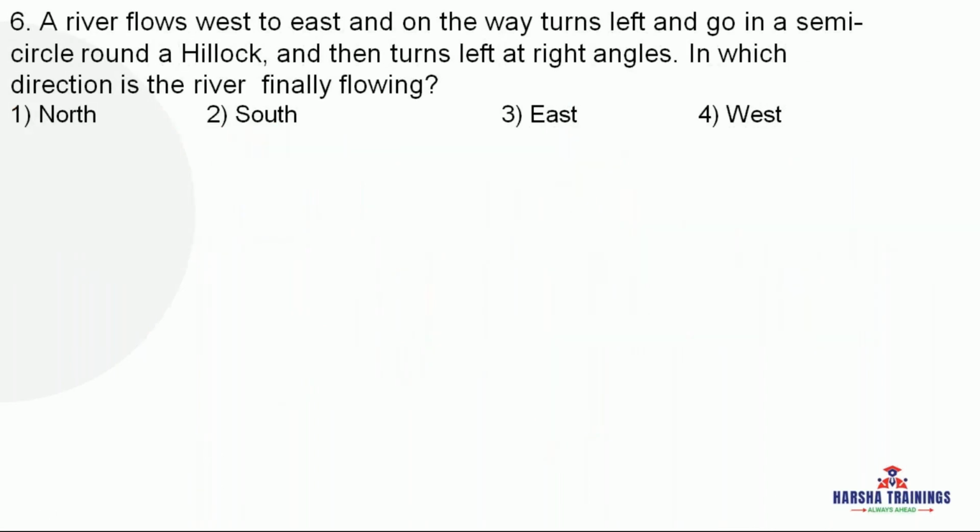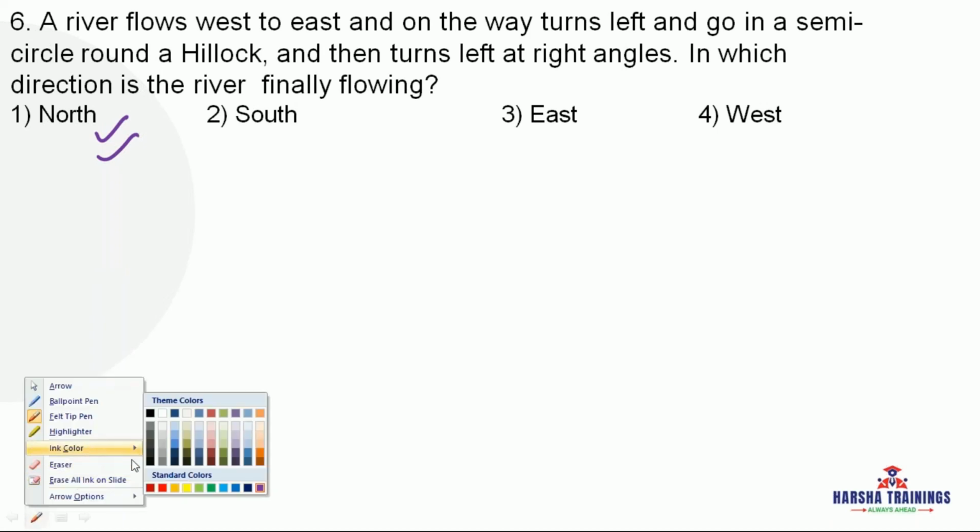Okay, so I think this is the last question. A river flows west to east and on the way turns left and goes in a semicircle around a hillock and then turns left at a right angle. In which direction is the river finally flowing? Yes, very good, good question. I think it is a simple question. Somebody is saying north.